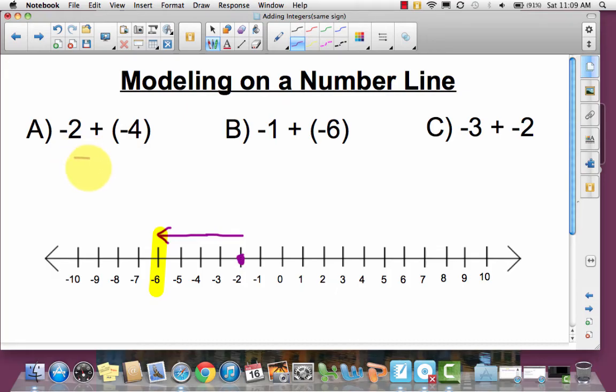So that tells me a -2 plus a -4 is a -6. And if I think back to using integer chips on that, if I had done -2 and -4, I would have 6 red chips, which would be a -6, so that makes sense.